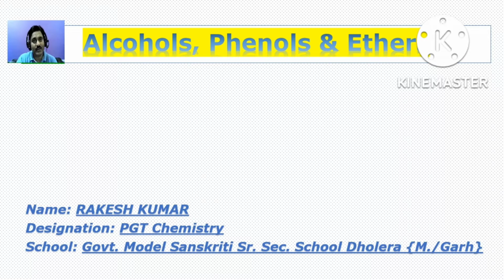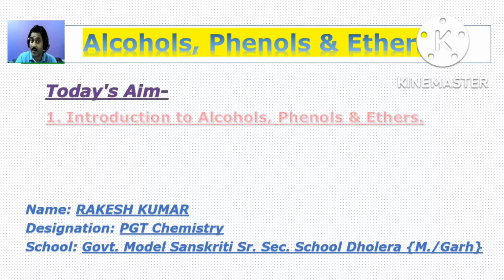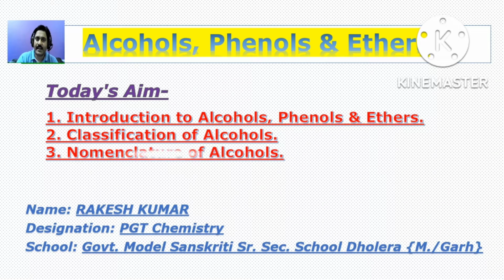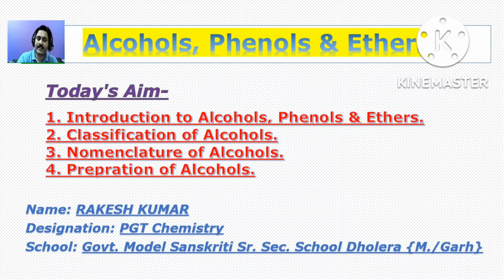Today we are going to learn about alcohol, phenol and ethers. Our today's aims are: number one, introduction to alcohol, phenol, and ethers. Second is classification of alcohols. Third is nomenclature of alcohols. And the fourth and last one is preparation of alcohol. Students, it's time to learn alcohol, phenols, and ethers.